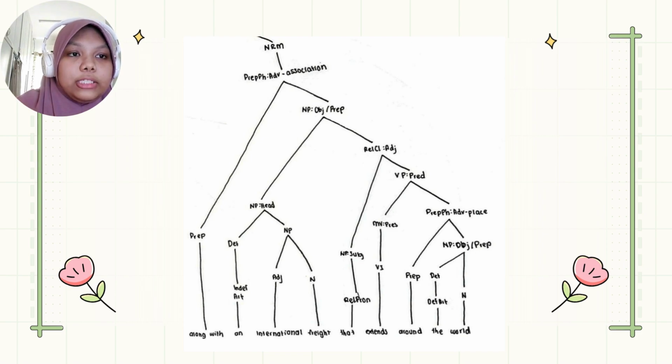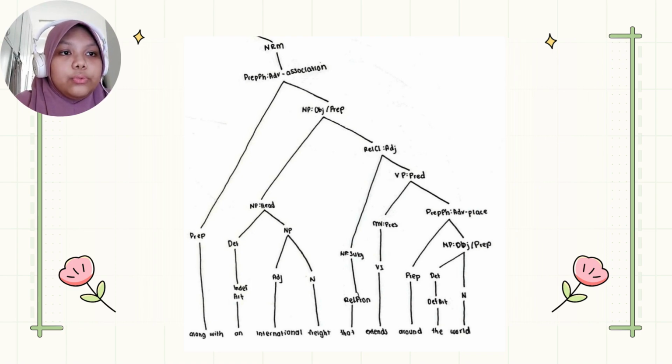The verb extends here, meaning that when it's a VI, it can stand on its own. There's no need for any direct object or any object complement, unlike VT or VC. So you can literally stop at along with an international freight network that extends, without anything further. So this is a VI.